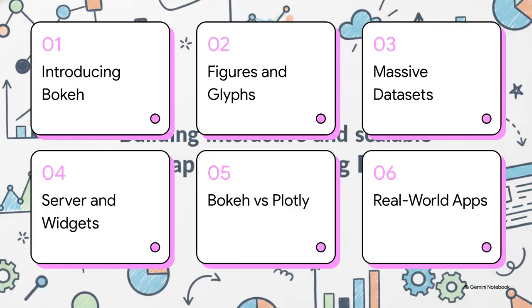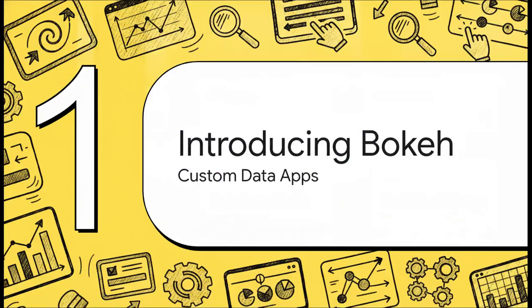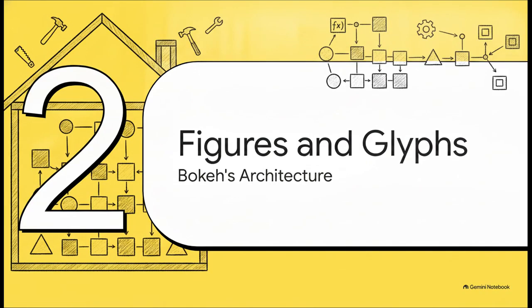So here's our roadmap for today. We'll start by introducing Bokeh, then cover figures and glyphs, handling massive datasets, the interactive server and widgets, a head-to-head of Bokeh versus Plotly, and finally, a real-world application. Let's kick things off with Section 1, introducing Bokeh, built for custom data apps. Moving right into Section 2, architecture, focusing on figures and glyphs.